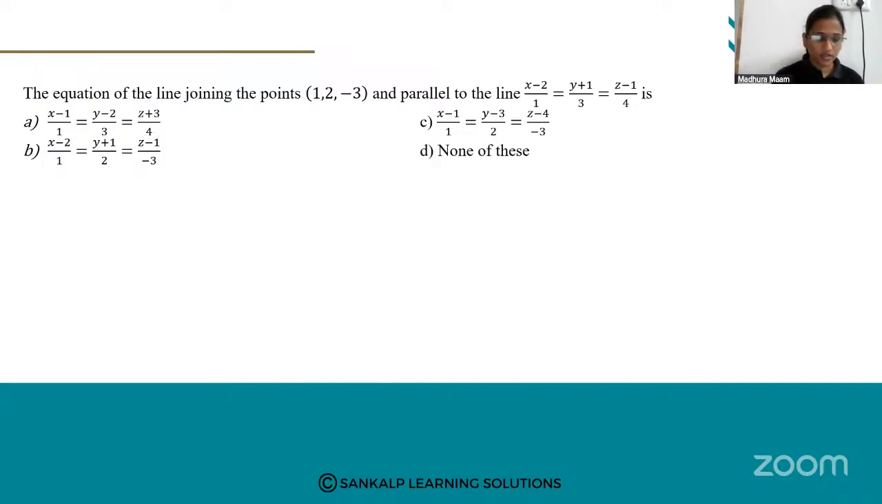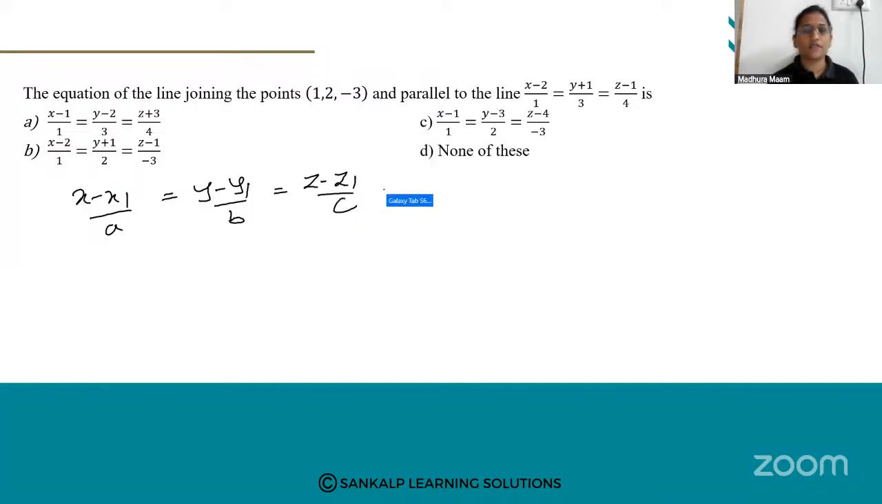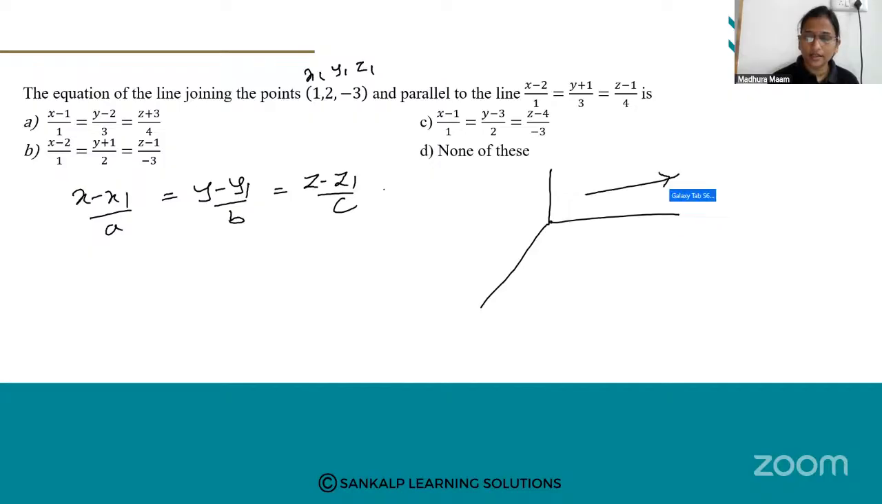First, what is the equation of a line in Cartesian form? If you observe the options, everywhere it is Cartesian form. So now let us also take Cartesian form. x1 y1 z1 is given, so this is your x1 y1 z1. Correct? Now see, if this is your line, this is your parallel vector.